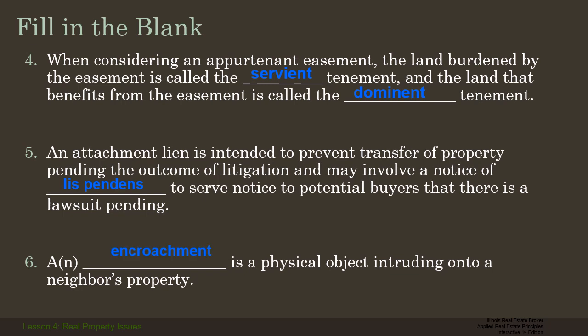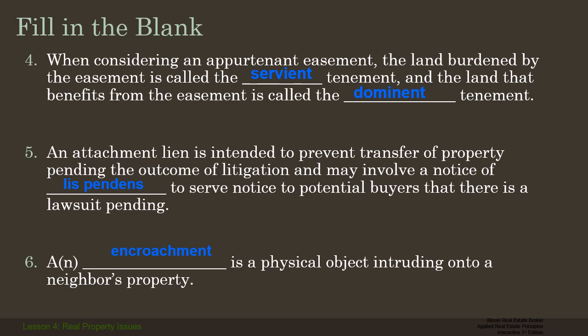An encroachment is a physical object which intrudes onto a neighbor's property. And as we said, a good example was the fence that would be put up on somebody else's property because we weren't careful about our boundary lines. Maybe your neighbor puts a garage right on the property line between you and him, and the garage roof extends over into your property. That would be an encroachment.